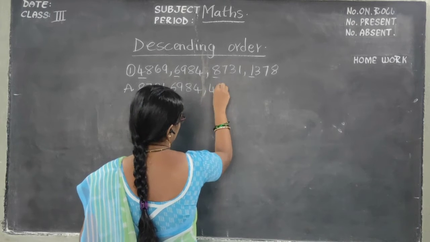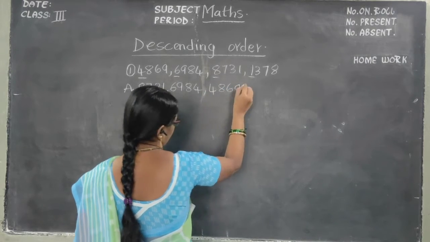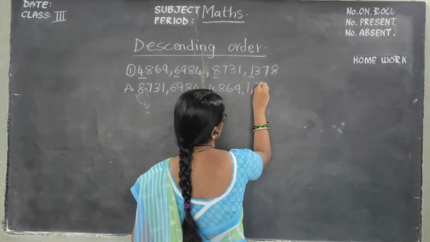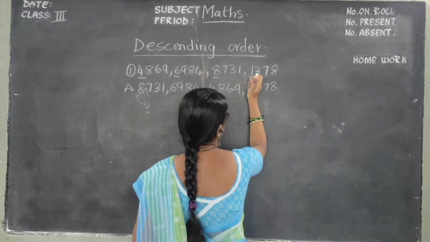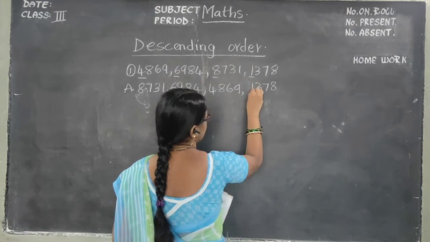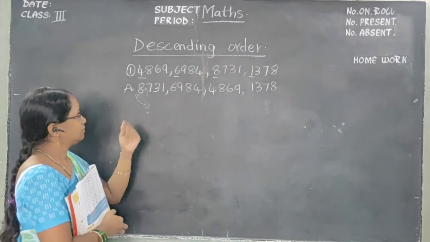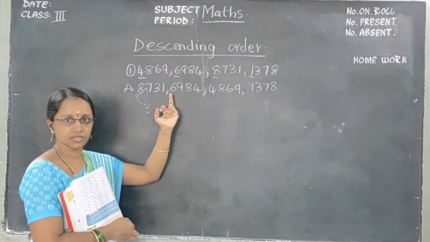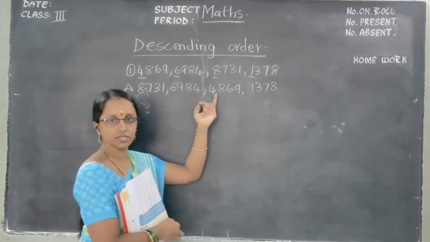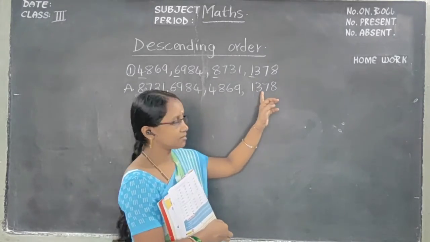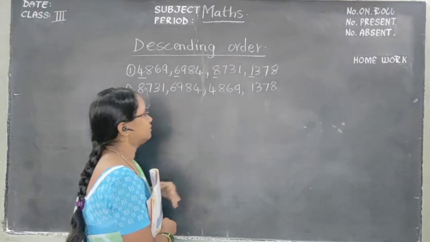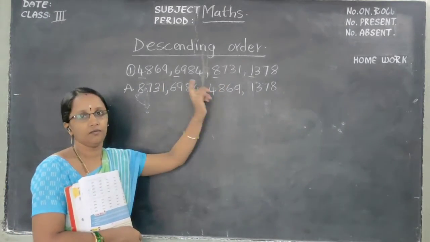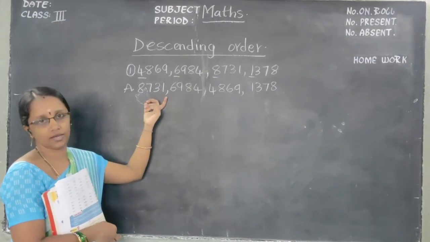So 4,869. Next, remaining what is our number? 1,378. So now see which is the big number? 8,731, 6,984, 4,869, 1,378. You can write easily like this by seeing the first numbers. If you see which is the big number, that full number you have to write.